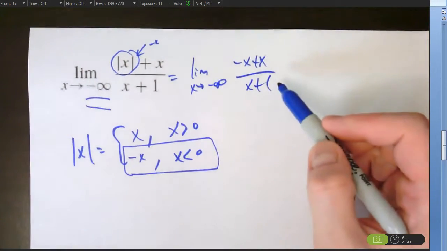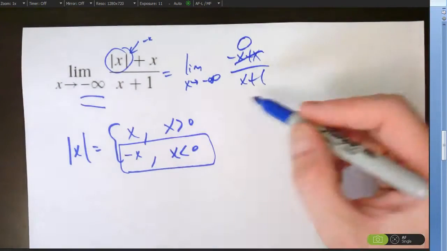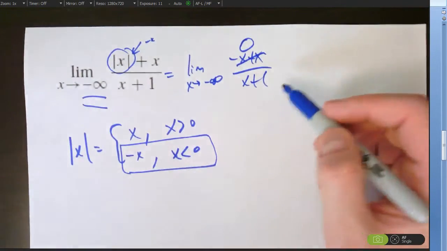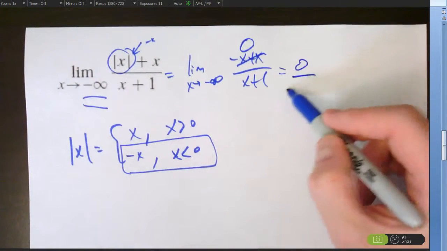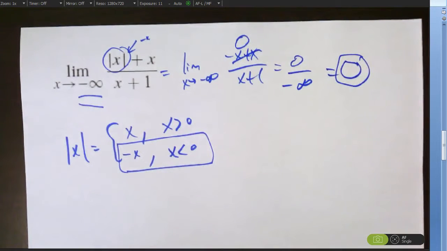Oh, look at this on top. Isn't that nice? That becomes 0. So no matter what I do, I'm going to have negative infinity plus 1, so I'm going to have 0 over basically negative infinity. Doesn't matter. Still 0 in the end.